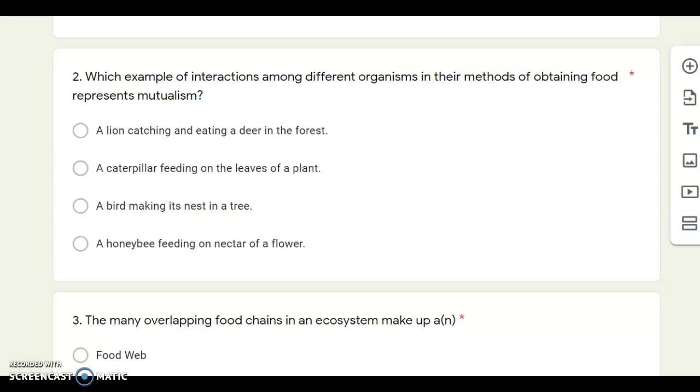Number 2. Which example of interactions among different organisms in their methods of obtaining food represents mutualism? Choice 1. A lion catching and eating a deer in the forest. Choice 2. A caterpillar feeding on the leaves of a plant. Choice 3. A bird making its nest in a tree. Or choice 4. A honeybee feeding on nectar of a flower.